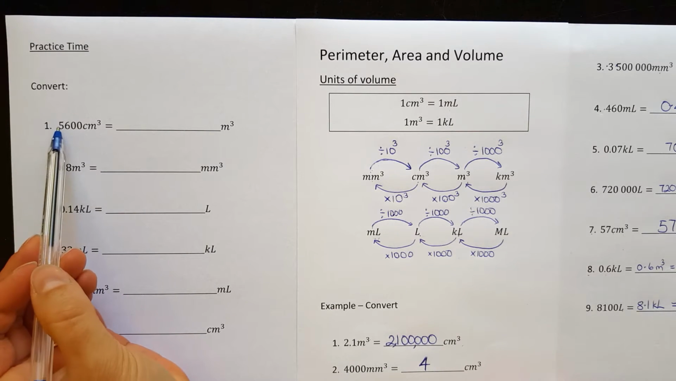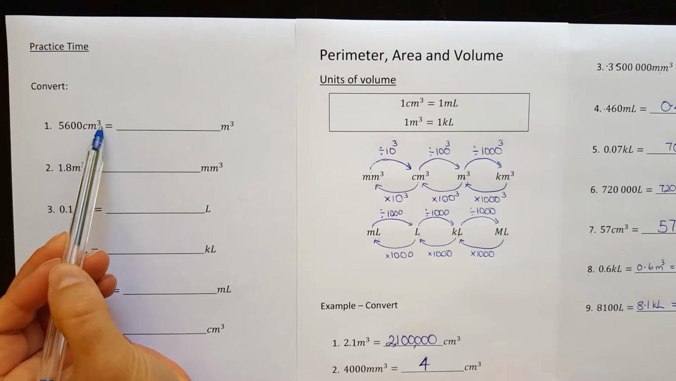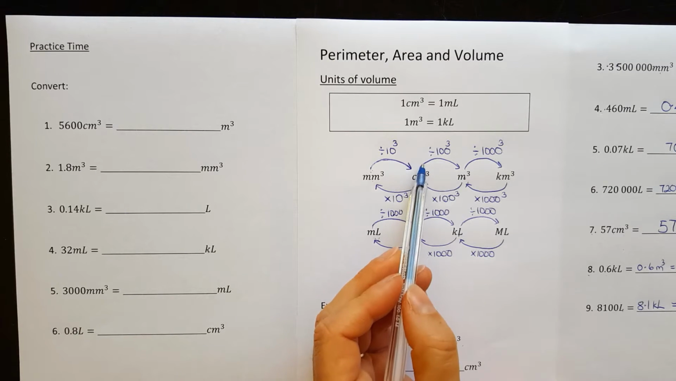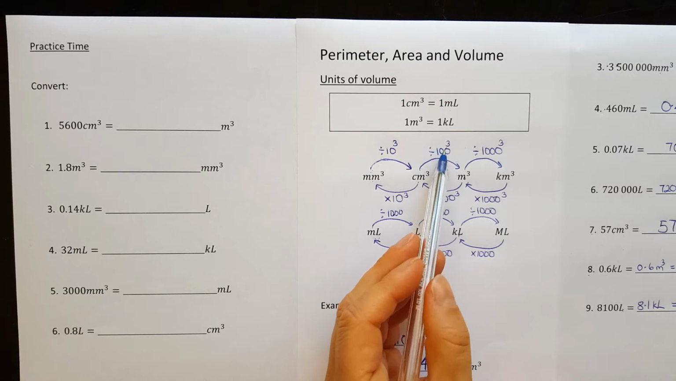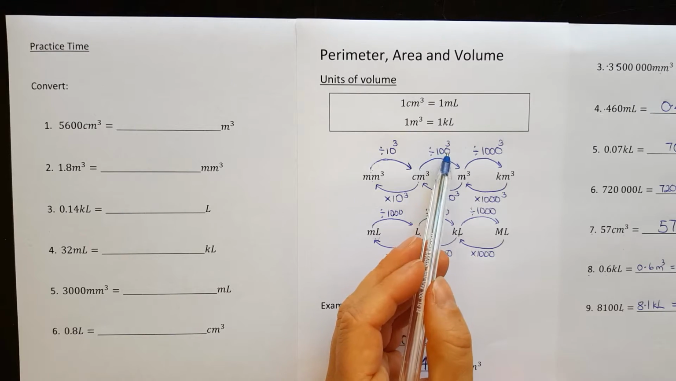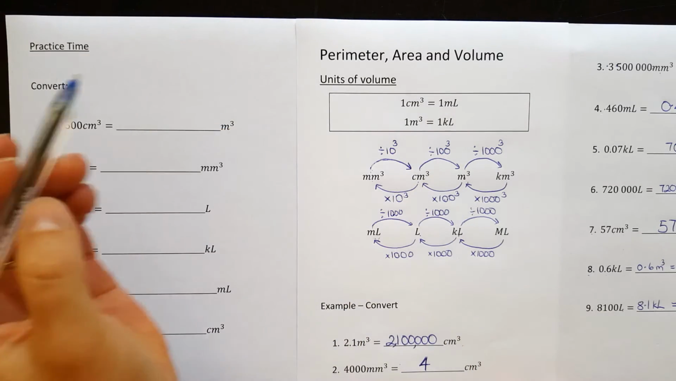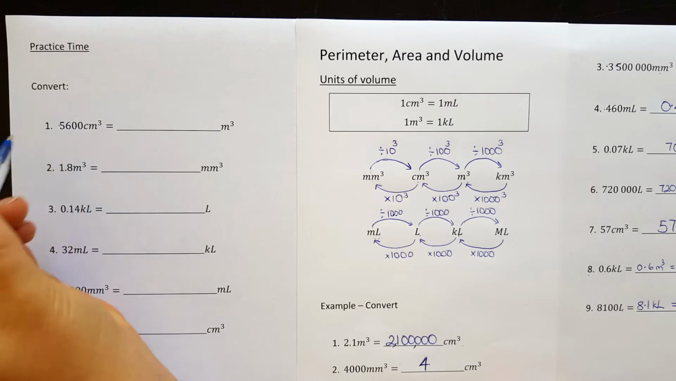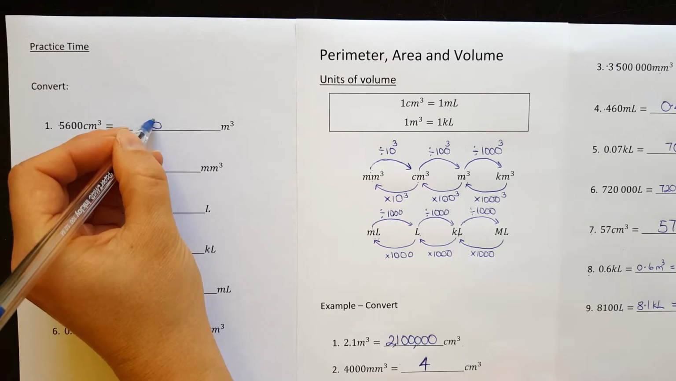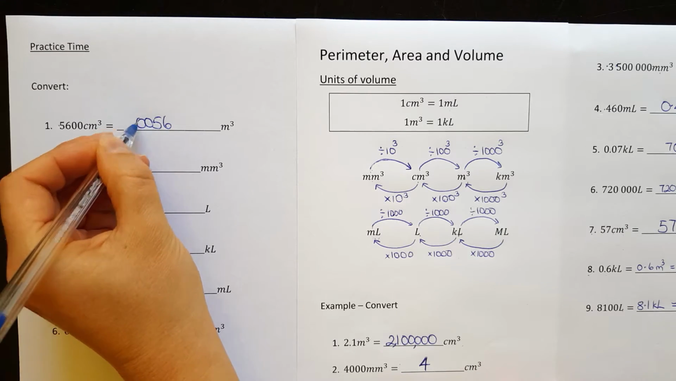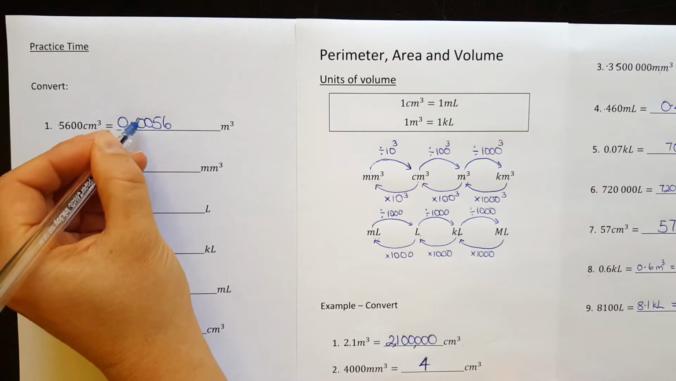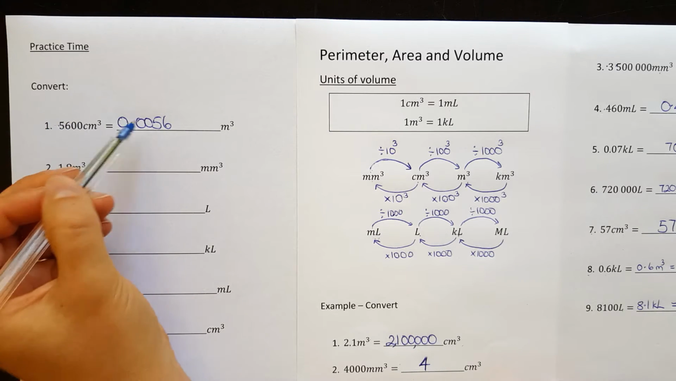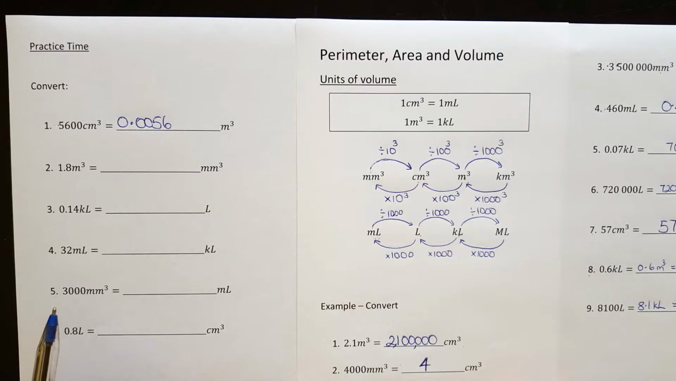So question 1, 5,600 centimeters cubed. We want to change that to meters cubed. Centimeters cubed to meters cubed, divide by 100 cubed. So 2 zeros times 3, that's 6 places dividing, so going backwards. 1, 2, 3, 4. We're going to have to put 2 zeros in front of that. 5, 6. So 0.0056. Check it again. 1, 2, 3, 4, 5, 6 meters cubed.